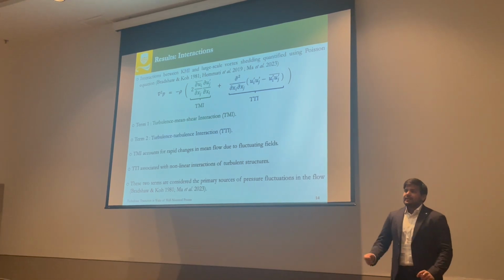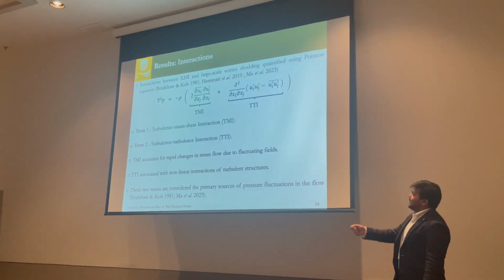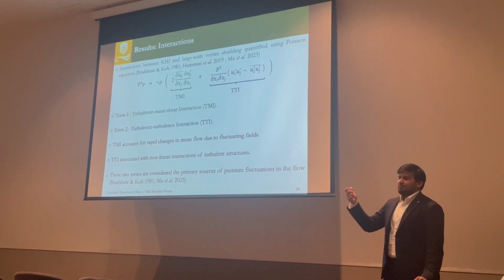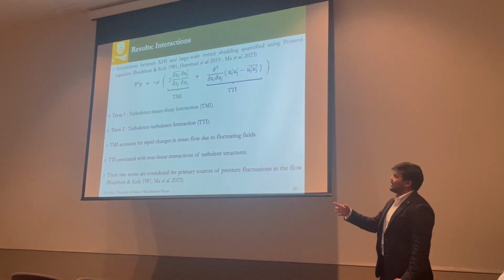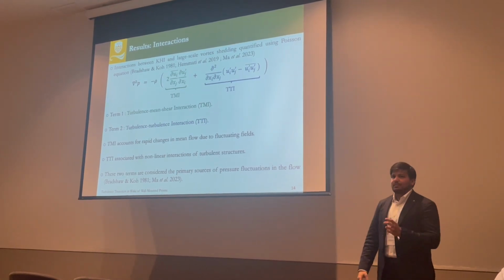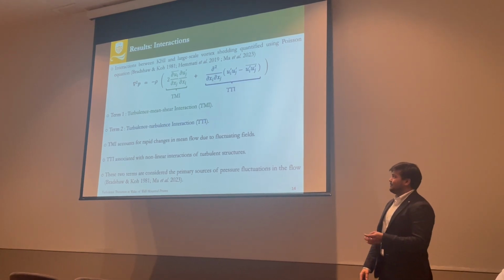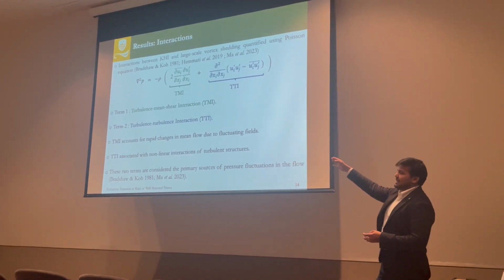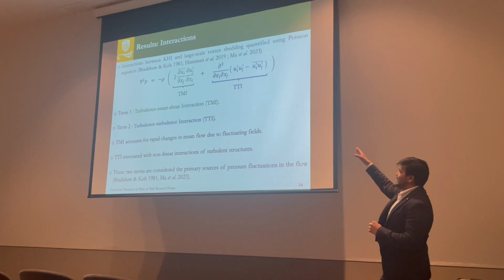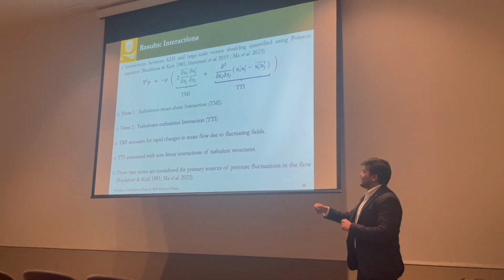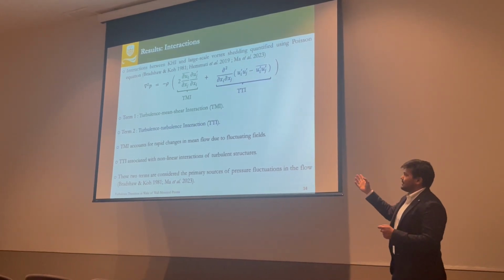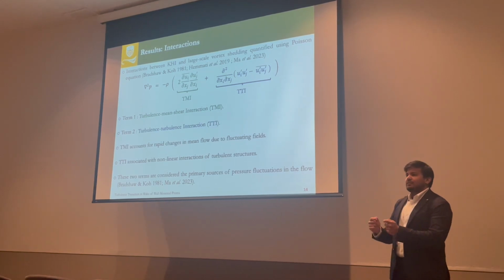Now, in assessing the interactions between the Kelvin-Helmholtz instability and the large-scale vortex shedding, I look at the Poisson's equation. So, when simplified in terms of fluctuating pressure and velocity, the Poisson's equation results in these two terms, which together are considered the primary source of pressure fluctuations in the flow. These two terms are the turbulence mean shear interaction, shown in green there, and the turbulence interaction term shown in blue here. The turbulence mean shear interaction accounts for rapid changes in the mean flow due to the fluctuating fields, while the turbulent interactions are associated with the nonlinear interactions of turbulent structures with each other.